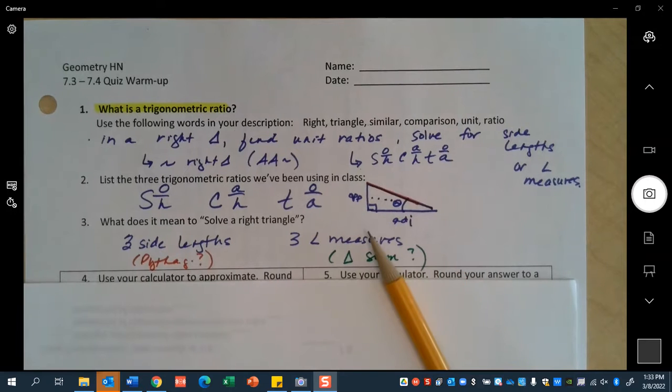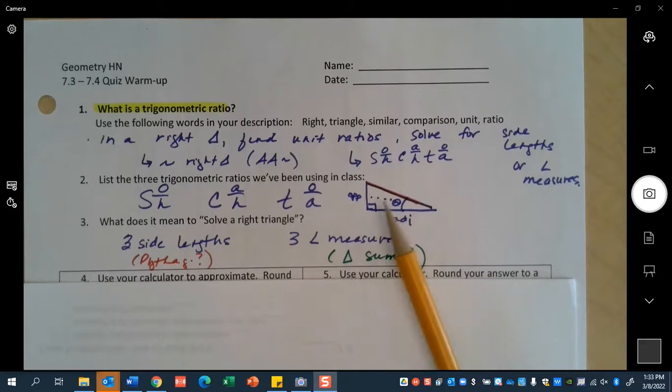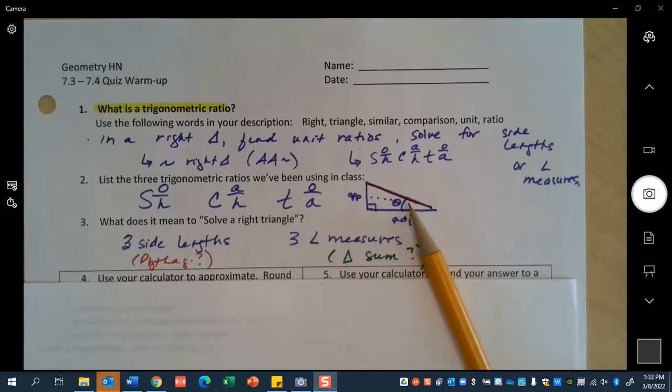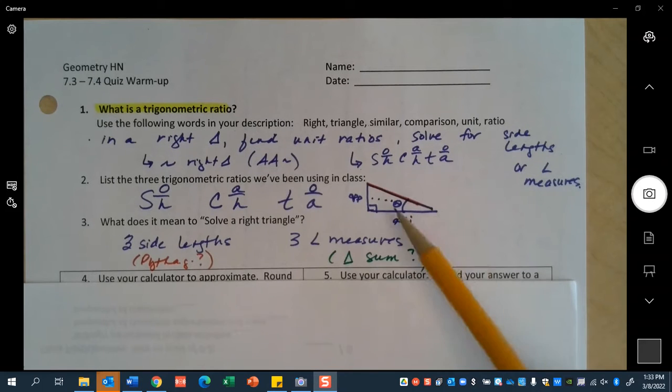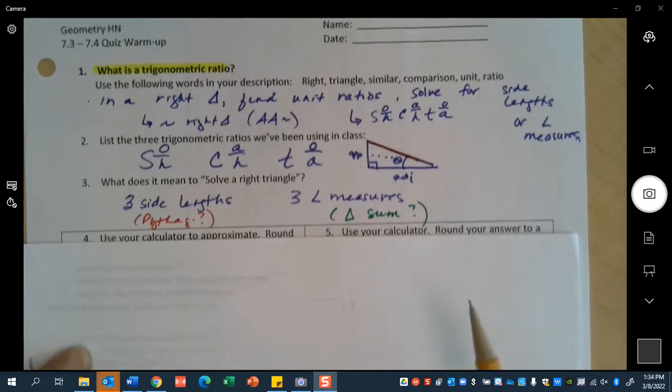So he's always going to be 90 degrees. Same as he's always 90 degrees. This is always my hypotenuse. My theta can be here. My theta can be here. And that's what drives which side is my opposite and which is my hypotenuse.